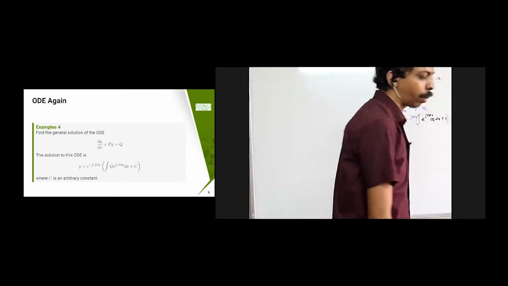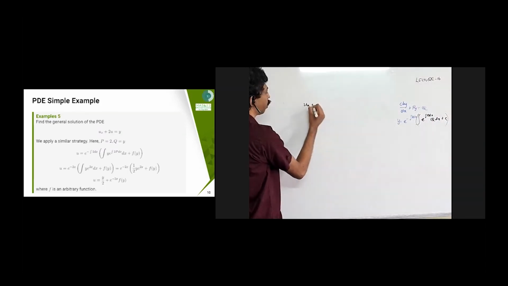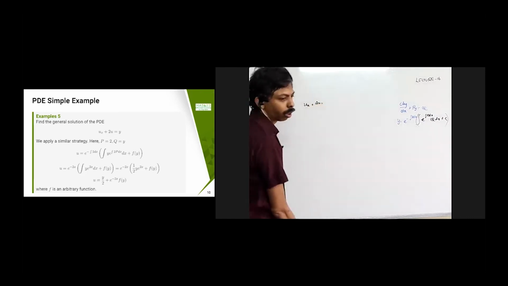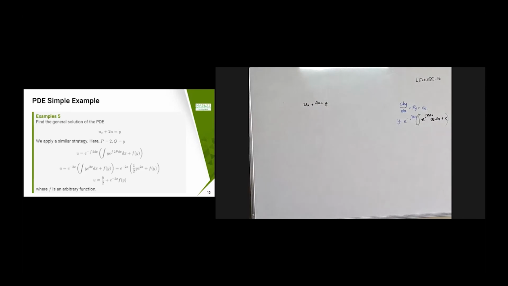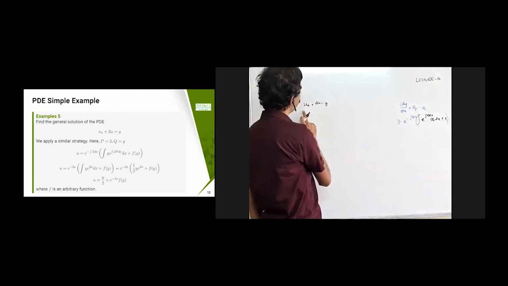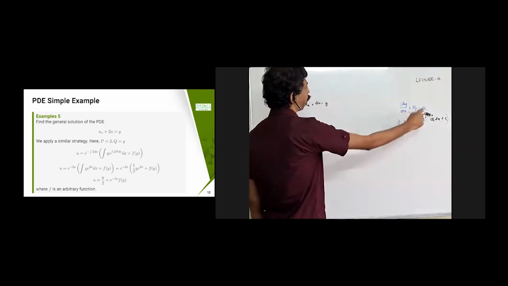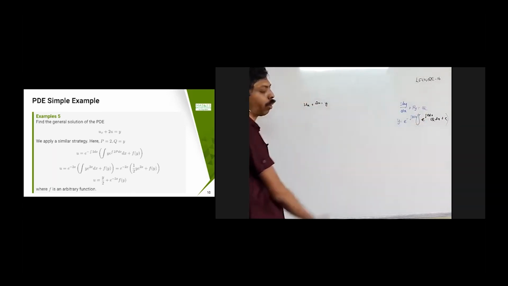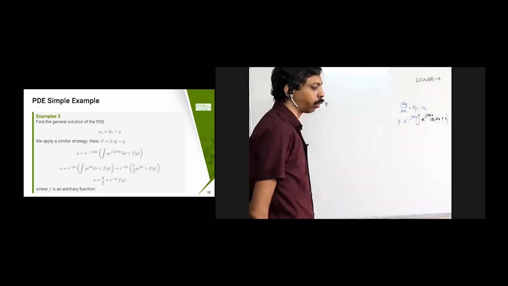Now suppose you come to a similar kind of thing here: du by dx plus 2u equal to y. In this case, how do we solve? Almost a similar kind of setup you are going to do. Here, in the place of y you have u, and q is nothing but y. So we have an almost similar setup here. So we are going to solve this problem.